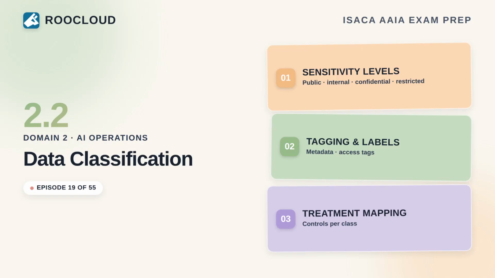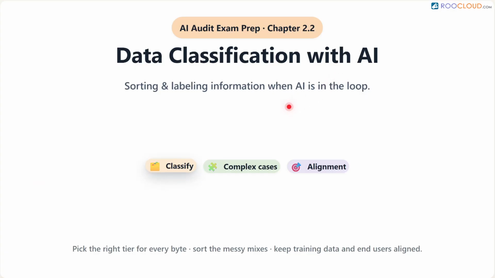Welcome to our session on data classification within the realm of artificial intelligence. Today, we are exploring how sorting and labeling information becomes significantly more complicated when AI systems are involved. Understanding this is critical for your professional practice as an auditor or risk manager.